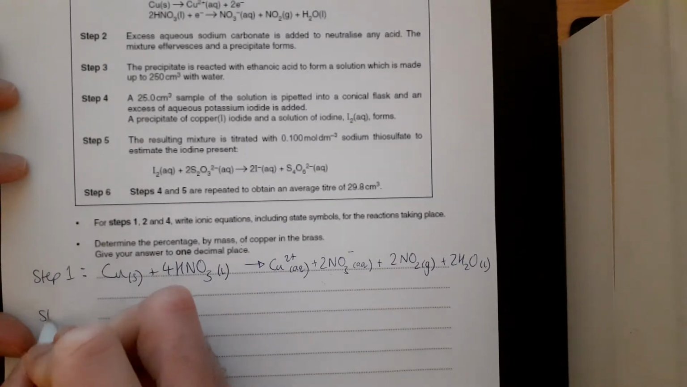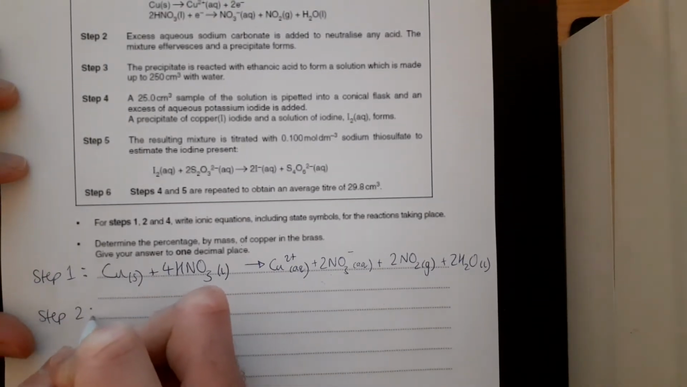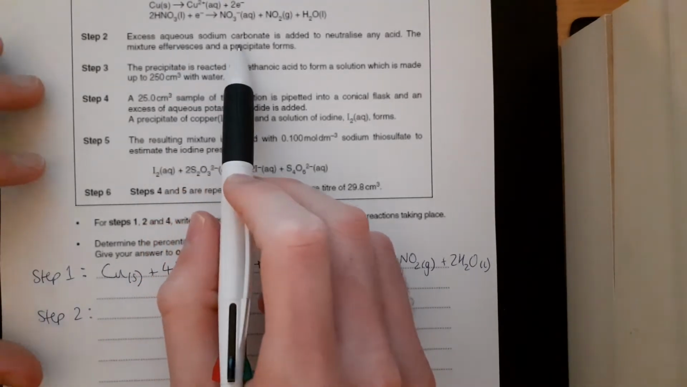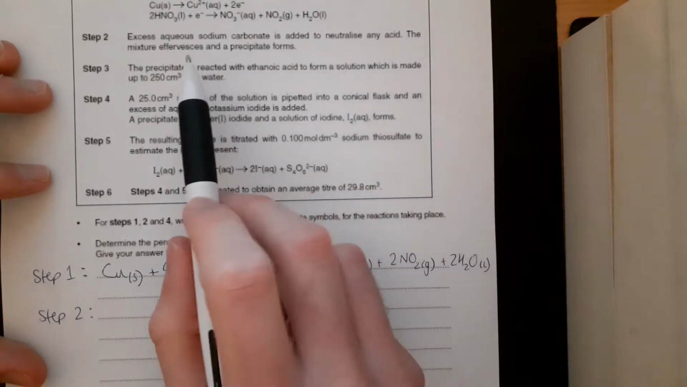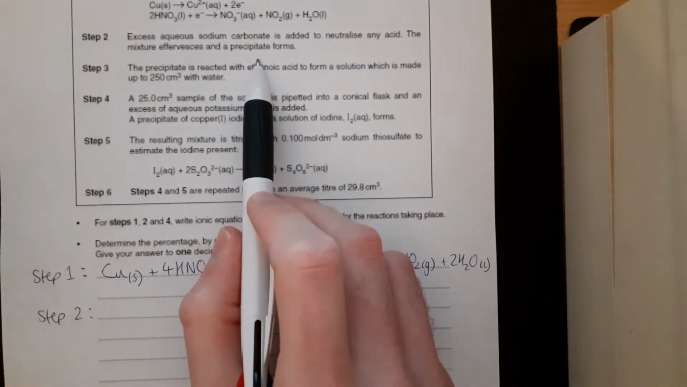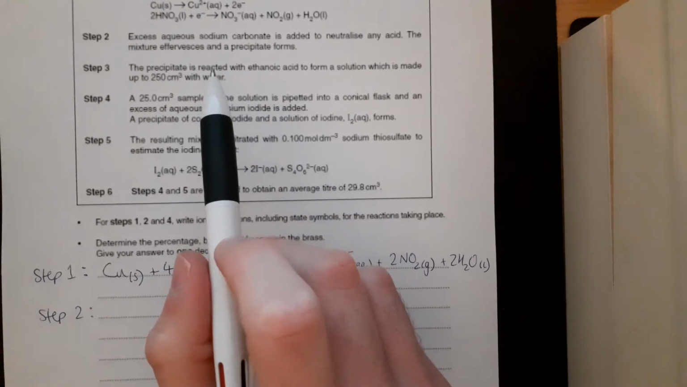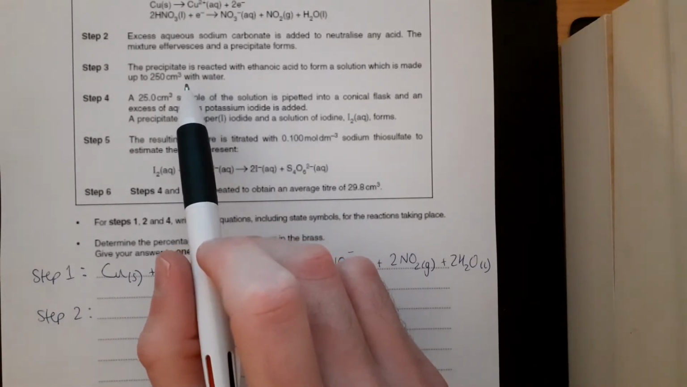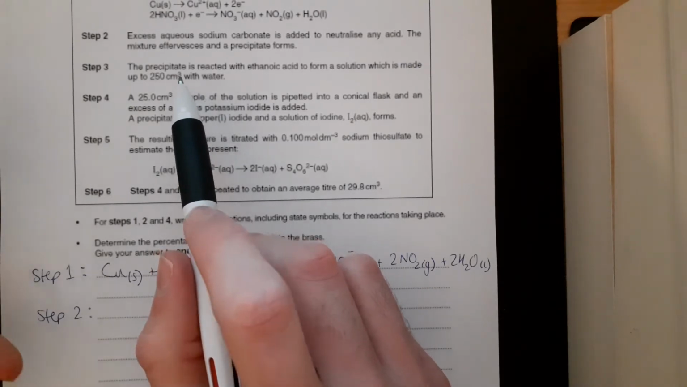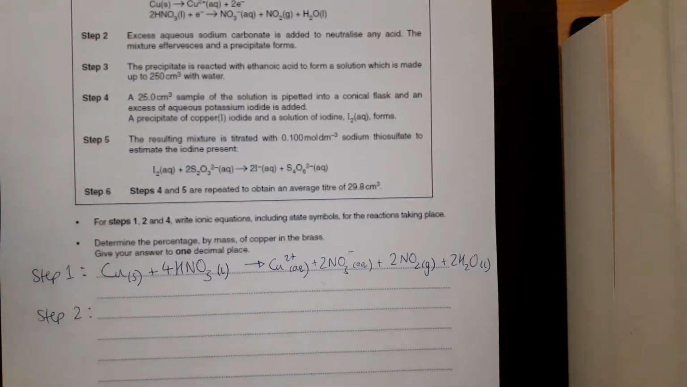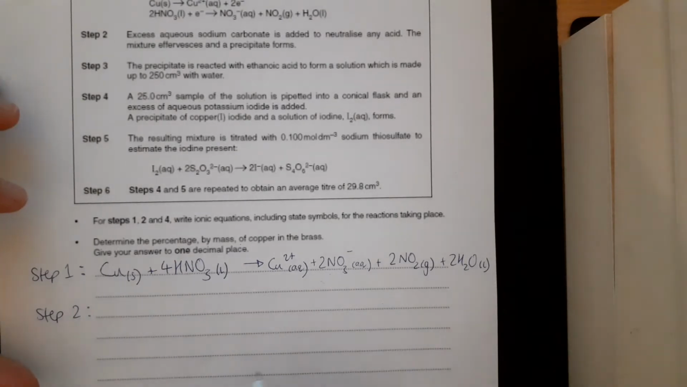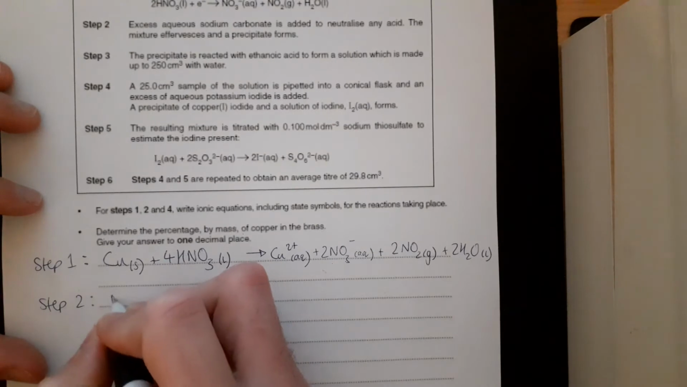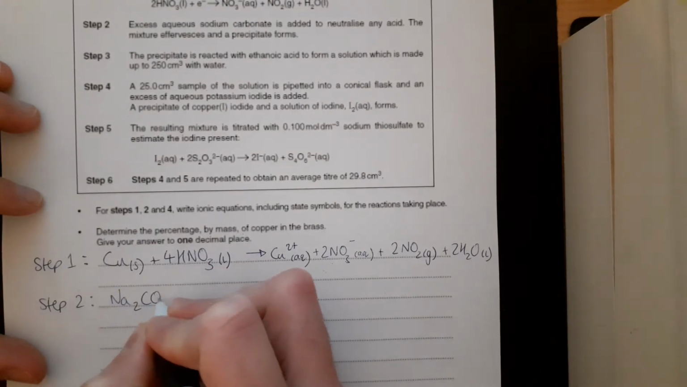Okay, what about step 2? What's going on here? So it says excess aqueous sodium carbonate is added to neutralize any acid. The mixture effervesces and a precipitate forms. Okay, so what I'm going to do with this one is I'm just going to write a normal equation and then turn it into an ionic equation. And then I can cross out the first equation and just make it clear that this is the one that I want marked. So we're doing sodium carbonate. So sodium carbonate is Na2CO3.